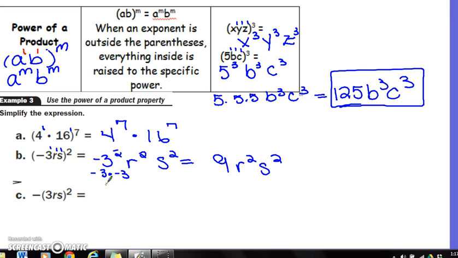But in letter C, when the negative is on the outside, it just lives on the outside. Put our magic ones in here. Our hidden ones that we have to fill in. And we will get 3 squared, r squared, s squared. And we know what 3 squared is. 3 squared is 9. It'll be negative. This will turn into negative 9 r squared s squared.